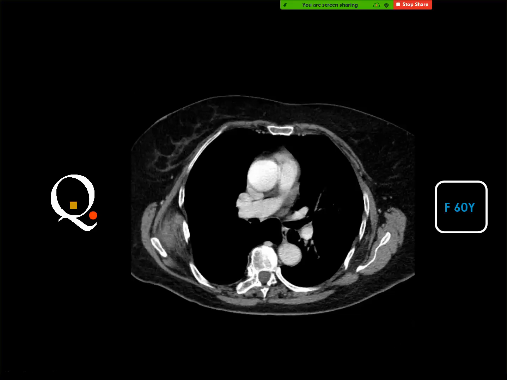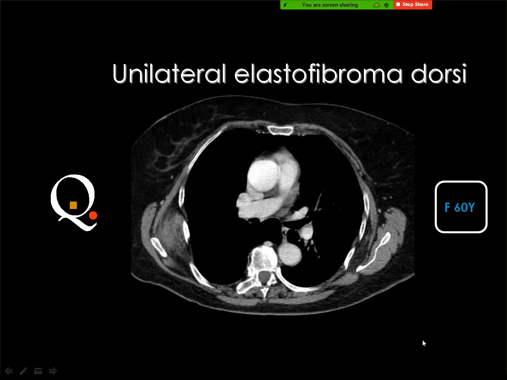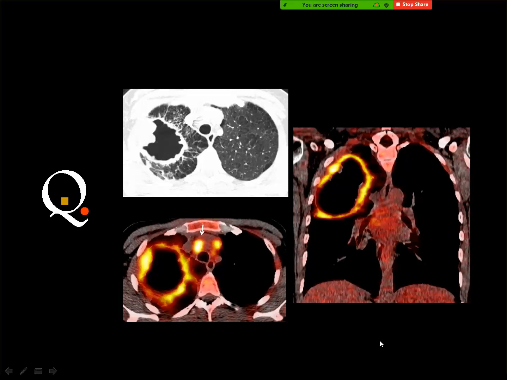Fibroblastoma, right? Is it bilateral, or to the right, or both? Bilateral, but more on the right. The right one is bigger than the left one. Very good. This is elastofibroma dorsi, which is an incidental finding.